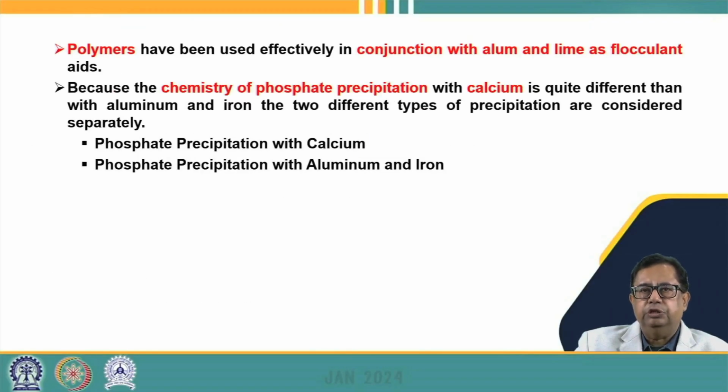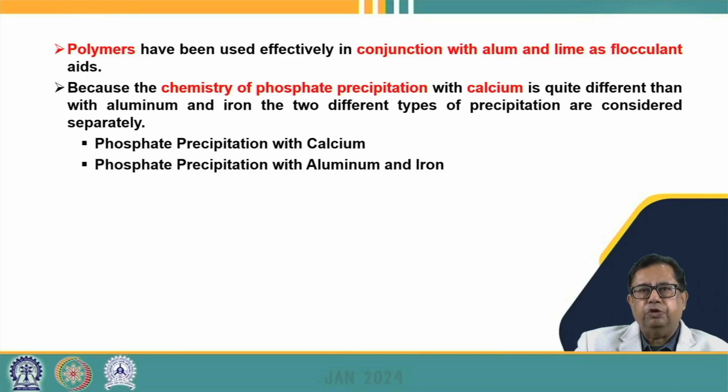Polymers can also be used in conjunction with alum or lime, so they can aid the flocculation of the wastewater. They can basically cause interparticle bridging, as we have already discussed about polymers. They can contribute to the interparticle bridging of the particles and help in the formation of floc, and later on as the floc grows, these flocs can settle down easily in the sedimentation tanks.